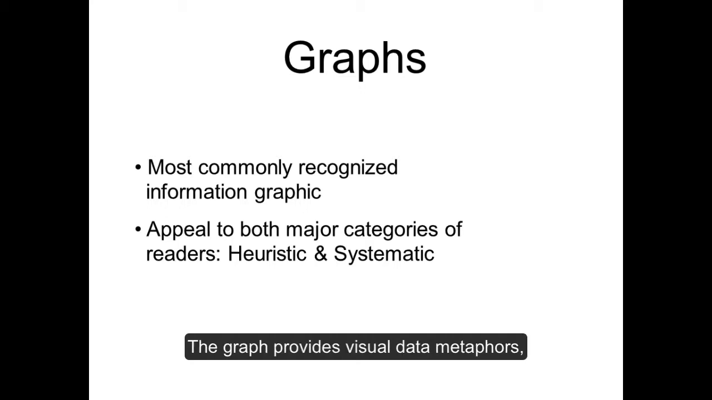The graph provides visual data metaphors, visual analogies that are used to present this graphing information. So the key thing here is that we use these visual data metaphors, and it's better for those that don't have a personal stake in the information, those casual observers, the casual readers. Those are the heuristic people.